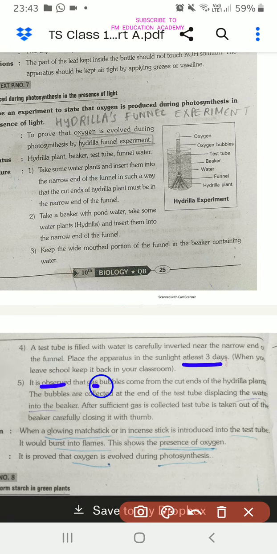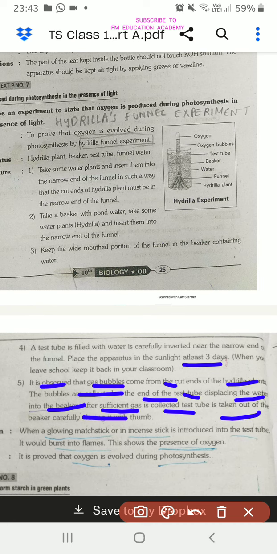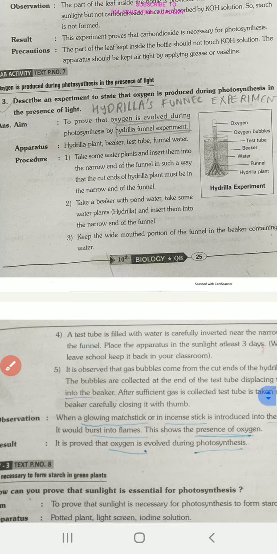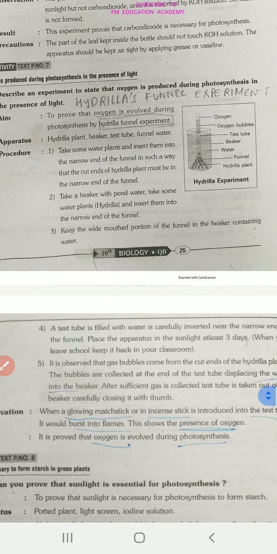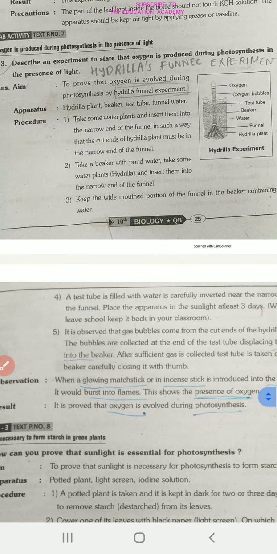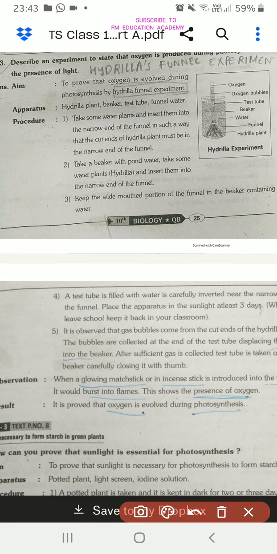Fifth point, it is observed that gas bubbles come from the cut ends of the hydrilla plant. The bubbles are collected at the end of the test tube, displacing the water into the beaker. After sufficient gas is collected, the test tube is taken out of the beaker, carefully closing it with a thumb. The observation we see is that when a glowing matchstick or an incense stick is introduced into the test tube, it bursts into flames. This proves that the gas there is oxygen.